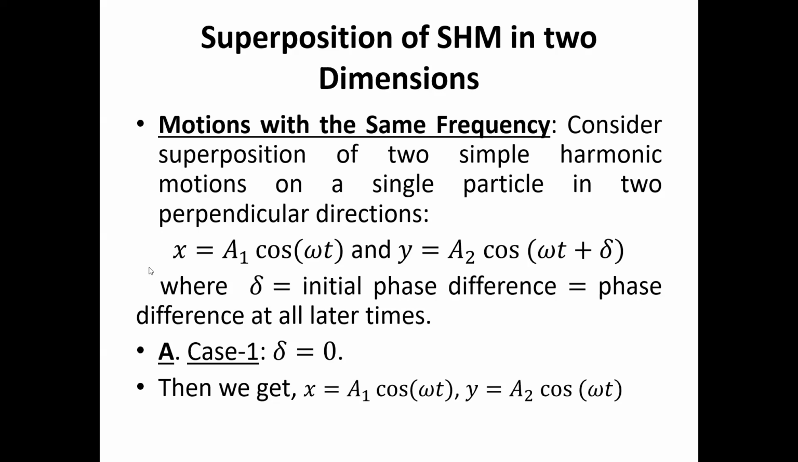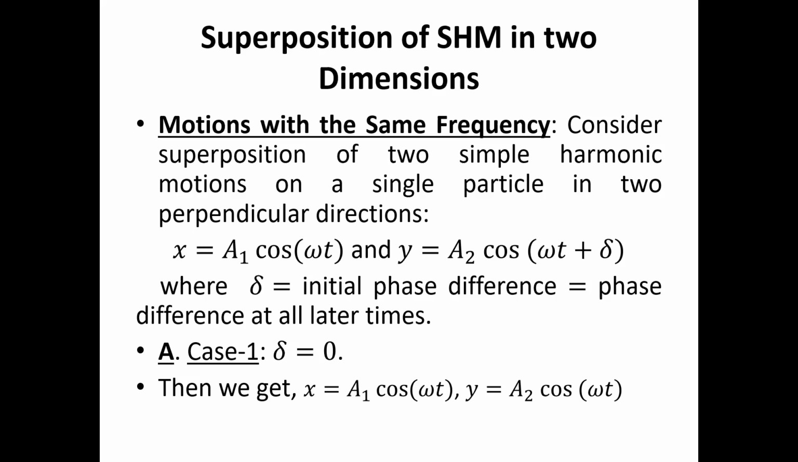What we have written here is the x position given by a1 cos of omega t and y position given by a2 cos of omega t plus delta, where delta is some phase difference between the two motions. At time t equal to 0, x is equal to a1 and y is equal to a2 cos of delta. Depending on this phase difference, we will have different types of motions.